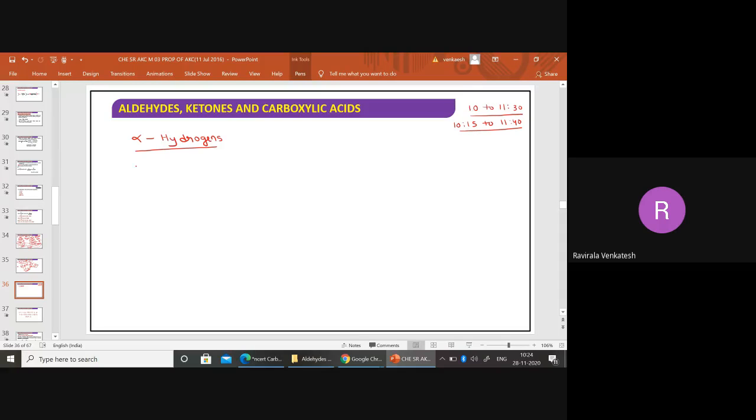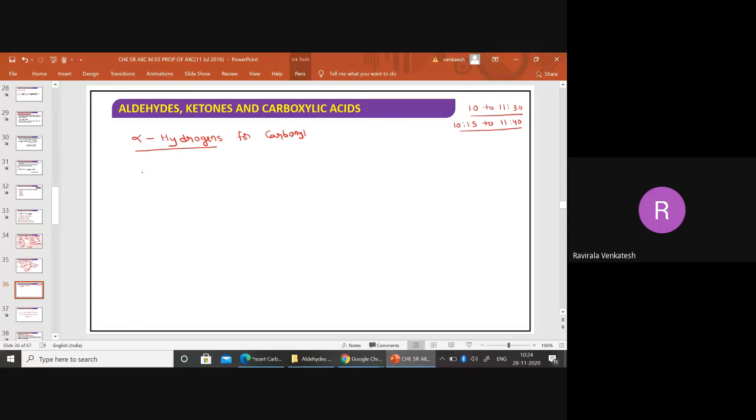Leave these points, okay? Alpha hydrogens. What are alpha hydrogens? Per carbonyl compounds. This is the important thing. If you know this one, the remaining reactions will be easy for you. Now, what is the meaning of alpha hydrogen?